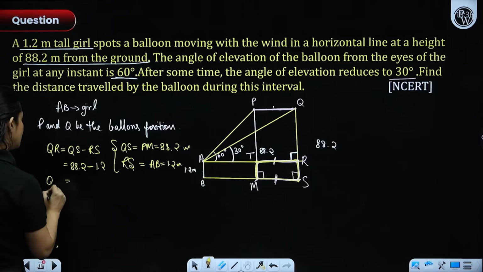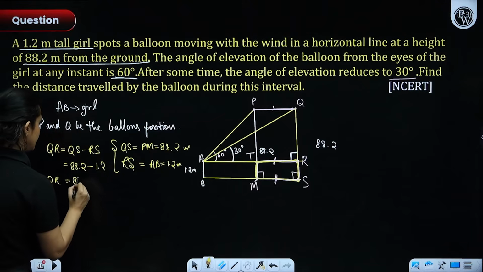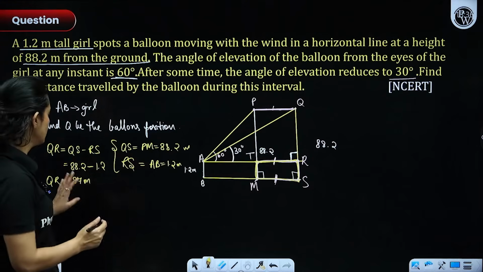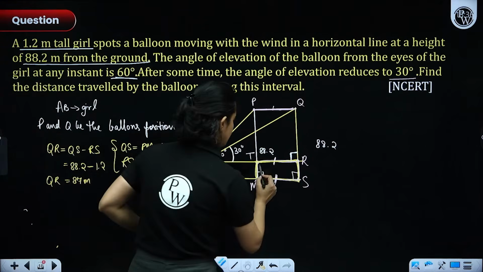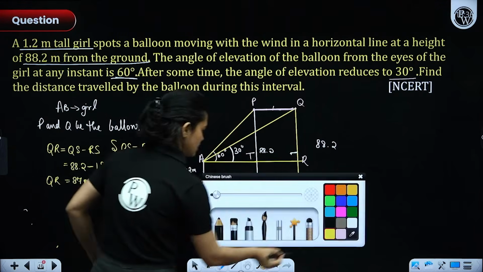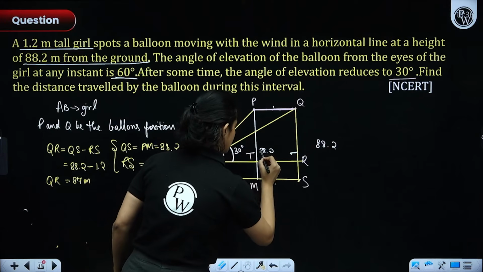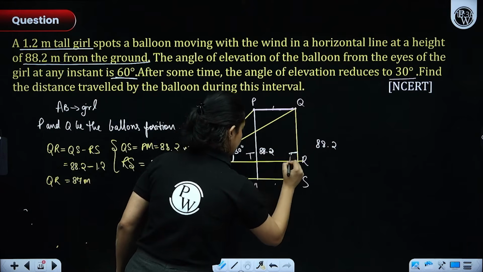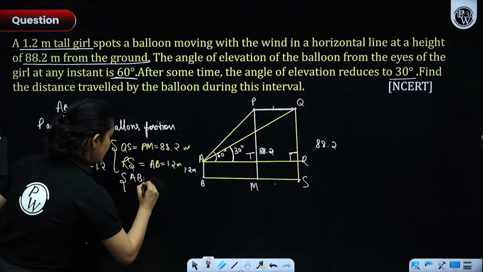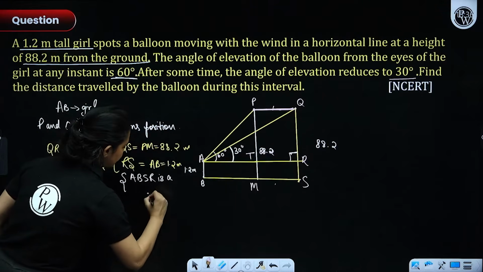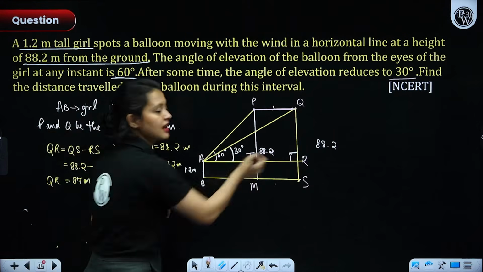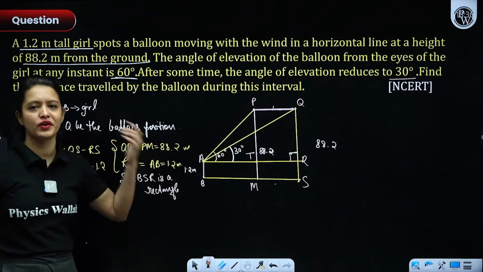So QR comes out to be 87 meters. Okay, so we got QR. Now I'll erase all of this and make it clearer. TM is 88.2, this is 90 degrees. You can also write here that ABSR is a rectangle, or you can say ABMT is a rectangle, TMSR is also a rectangle. All of these are congruent rectangles basically.